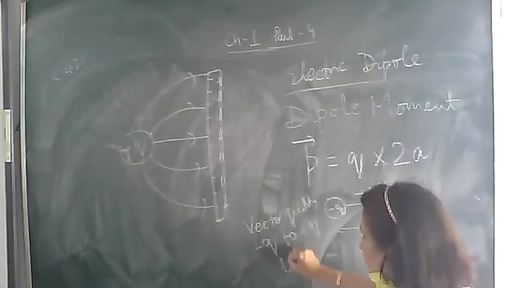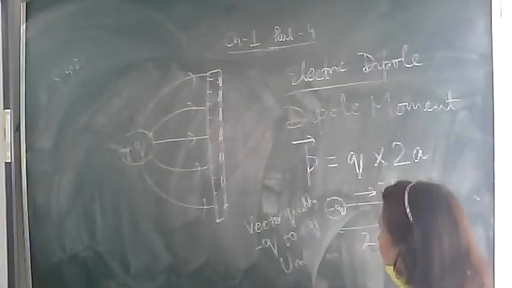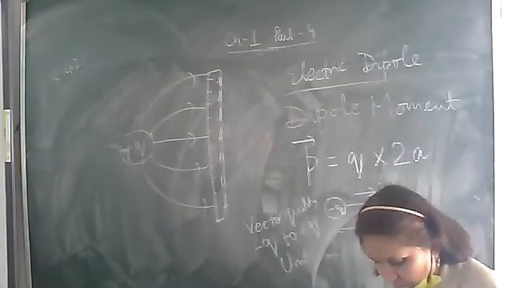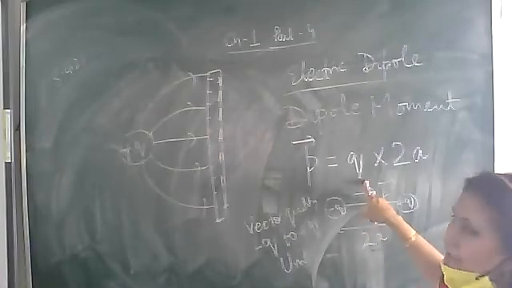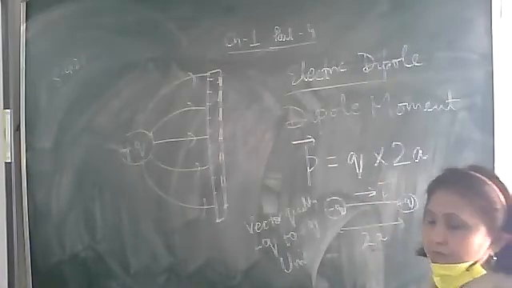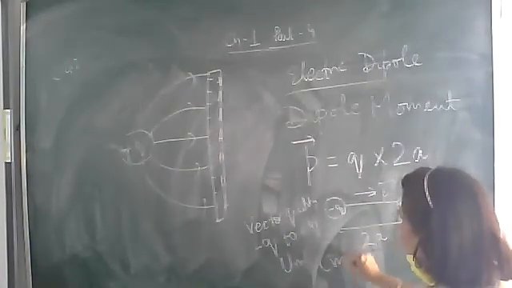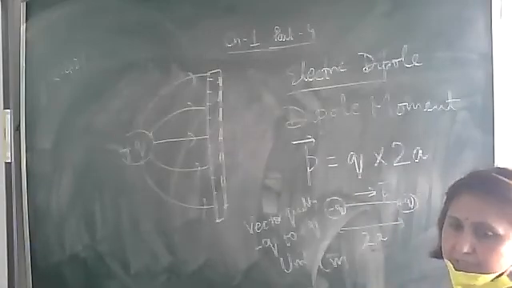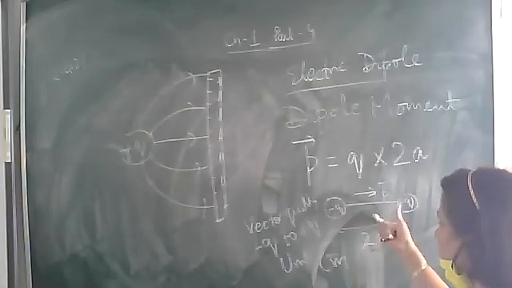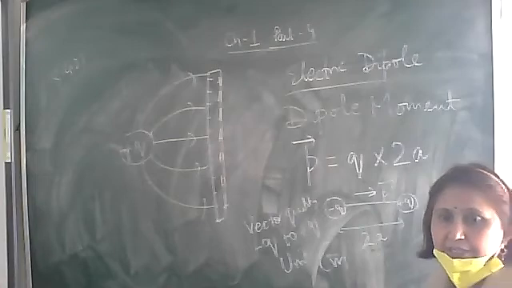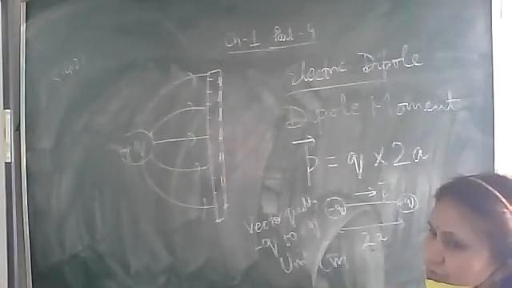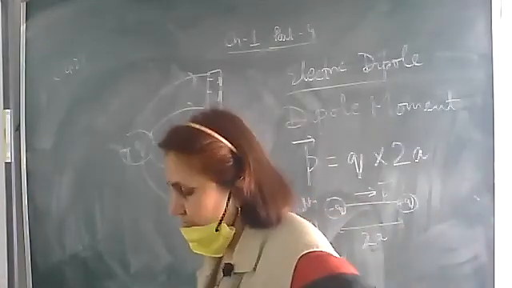What will be its unit? If the formula is in front of you, you should be able to find its unit. Unit is coulomb meter, coulomb into meter. q has a unit coulomb. This is the distance between the two charges, which we have taken to be 2a, so distance has a unit meter. So its unit is coulomb into meter.